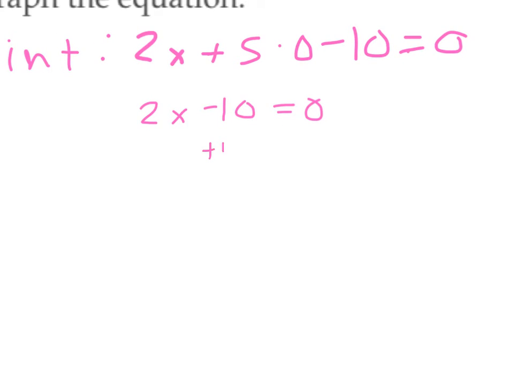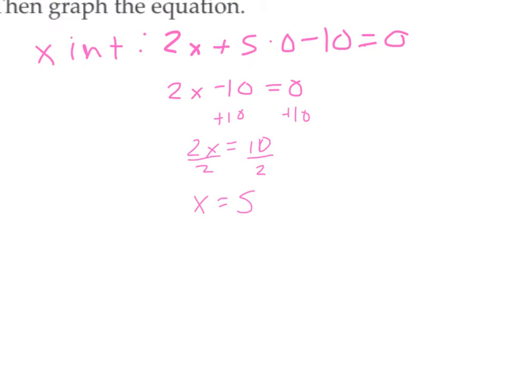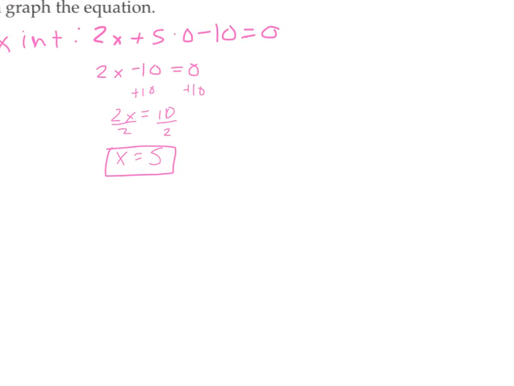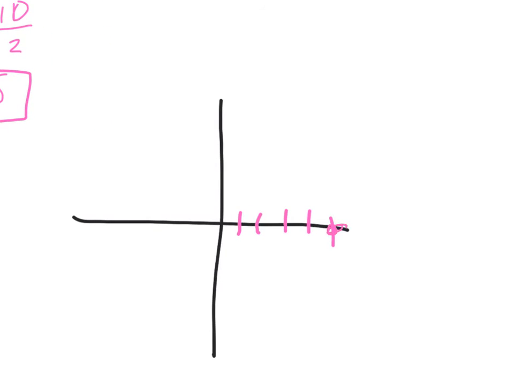Add 10 to both sides. We get 2x is equal to 10. And then we divide by 2. So x is equal to 5. So our graph crosses the x-axis at 5. So if we were to graph this point, we go to the right 5, and we know our graph is going to cross right here at 5.